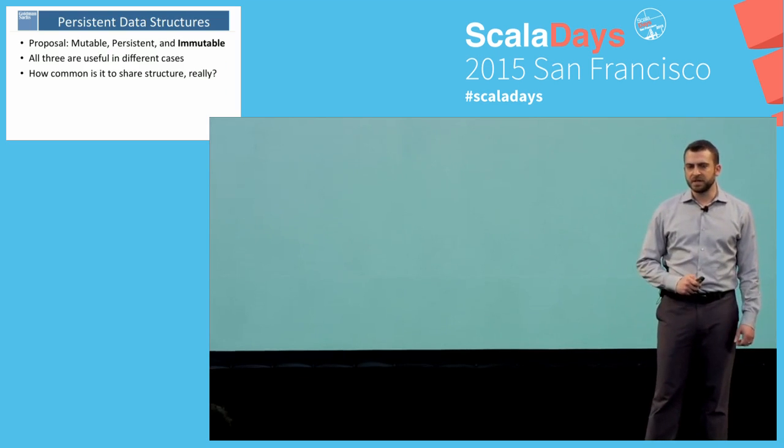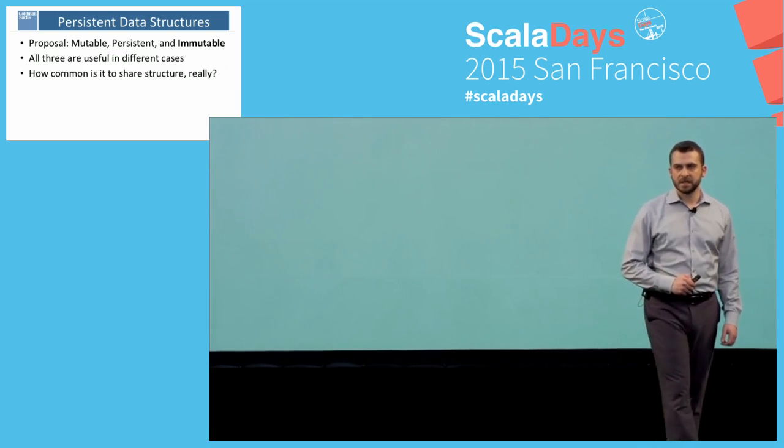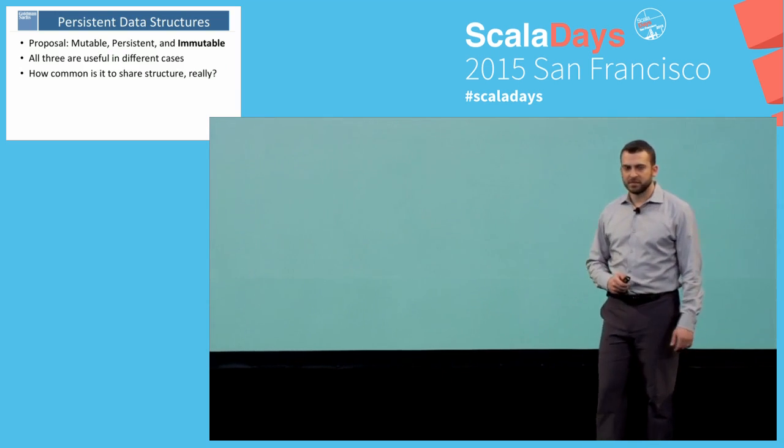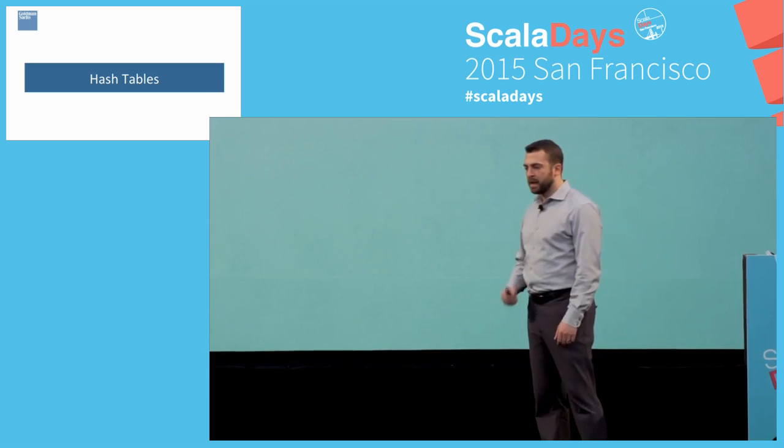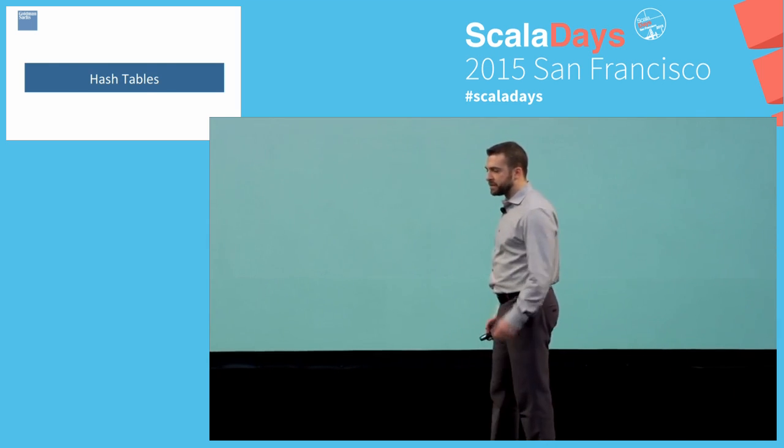Any questions on persistent data structures before I move on? I'll also break for questions at the end. Okay, so next I'll talk about hash tables.